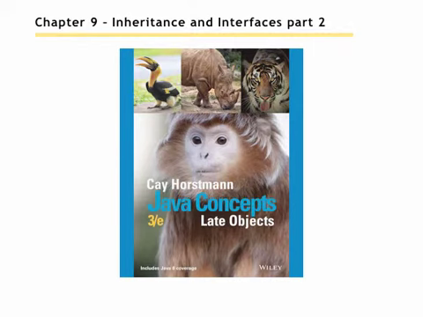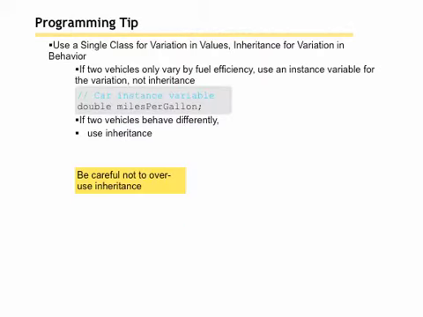Inheritance and Interfaces, Chapter 9, Part 2. So here's a programming tip for you. Use a single class for variation in values, inheritance for variation in behavior. So if you just need to change the values in the object, use one class. If you have to change the way a class or an object behaves based on some circumstances, use inheritance.